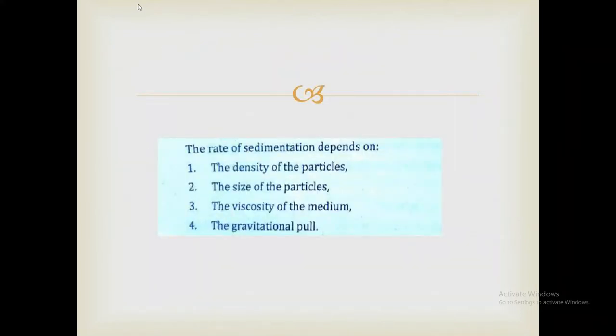The rate of sedimentation depends on, very important, four things. First is the density of the particle, second the size of the particle, third the viscosity of the medium, and fourth the gravitational pull. So these four things you need to remember very nicely, because based on this they can ask MCQ. So the rate of sedimentation depends on the density of the particle, the size of the particle, the viscosity, and the gravitational pull.